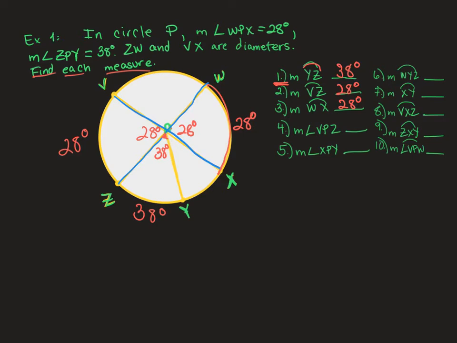All right. Measure of angle VPZ. Let's look for it. VPZ, so that's here. And we know by the vertical angle theorem, it's 28 degrees.